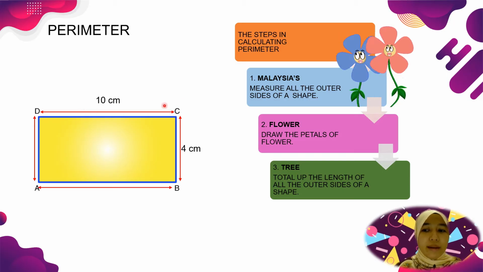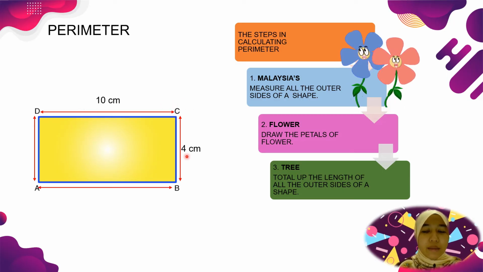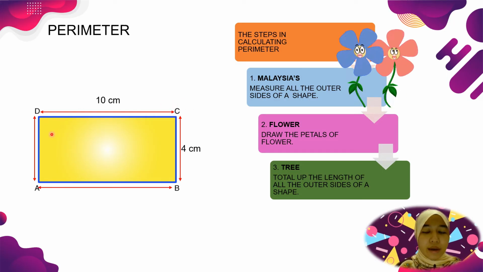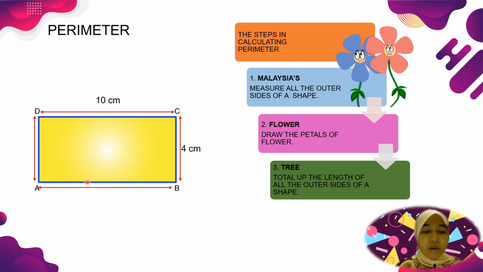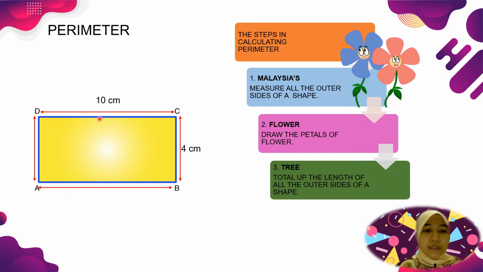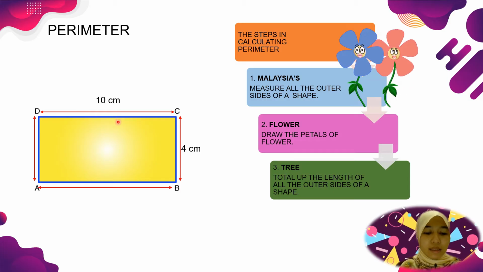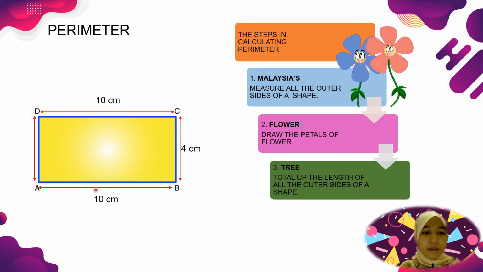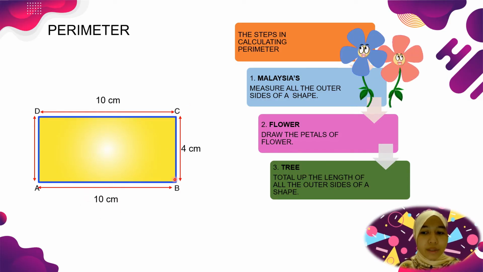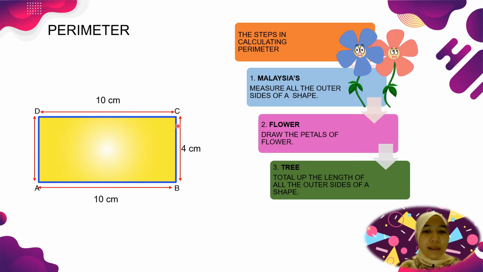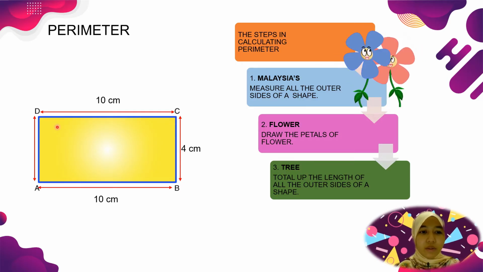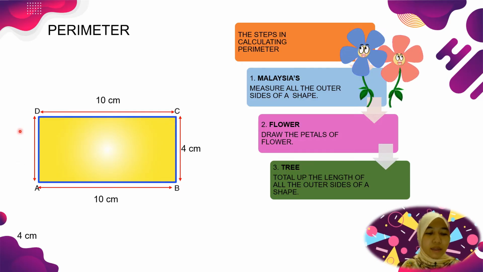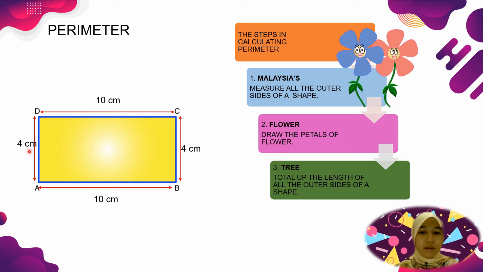Let's look at the length of the sides. The both long sides are 10 cm long. So, the sides AB and CD are 10 cm. For the short ones, the length is 4 cm. So, the side AD here is 4 cm.